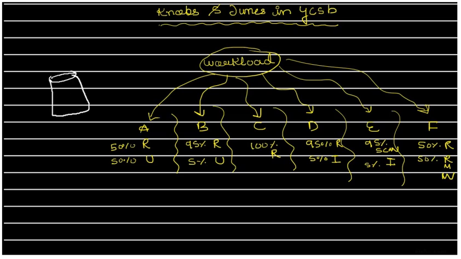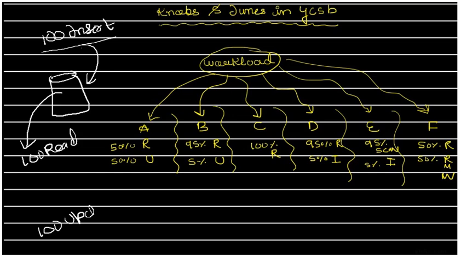Suppose my workload has 100 insert operations. So this is a workload. That workload will insert 100 records in the database. Suppose I have a workload that has 100 read operations. So it will read 100 records from the database. Suppose I have a workload that contains 100 update operations. So it will update 100 records in the database. So that's how workloads are defined.